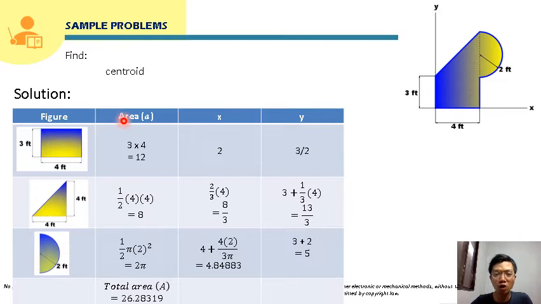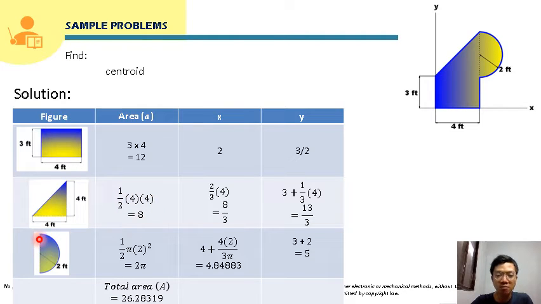Now, we are going to solve for the area of each geometric shape. For the rectangle, we know that its area is just base times height, so that will just be 3 times 4, and that will be 12. Now for the triangle, its area will just be 1/2 base times height, so that will be 1/2 times 4 times 4, so that will be 8.